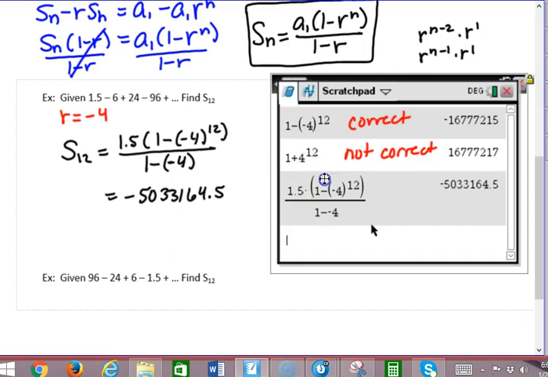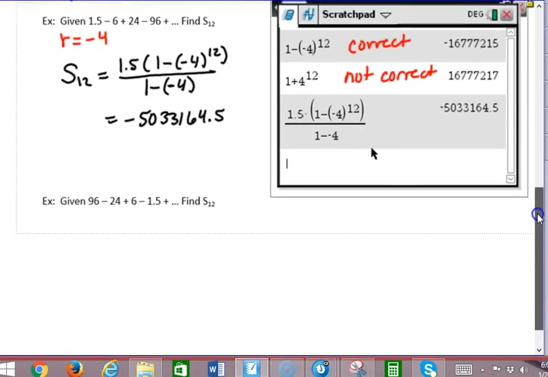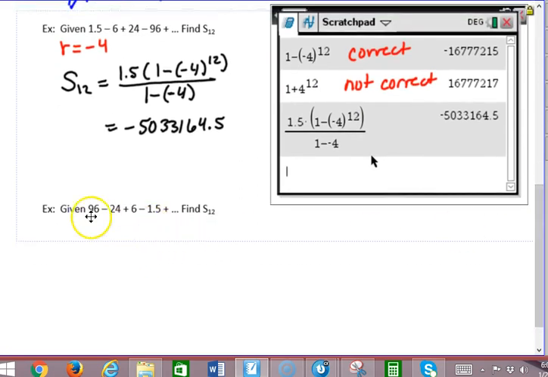Now notice in the denominator though, 1 minus a negative 4 does turn out to be 1 plus 4, but it doesn't in the numerator. Okay, now the other one is the same sequence, only the other direction. So instead of multiplying by negative 4, I'm actually dividing by negative 4 or multiplying by a negative 1/4. So r is equal to negative 1/4 or negative 0.25. And I want to find s sub 12 here.